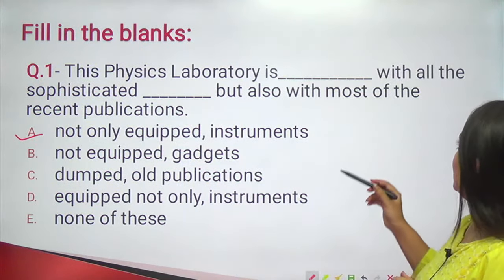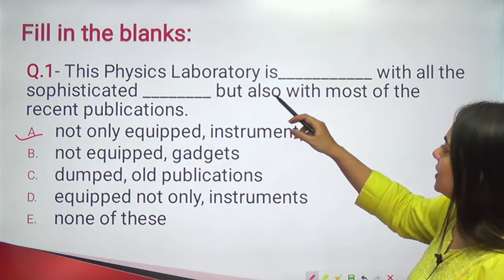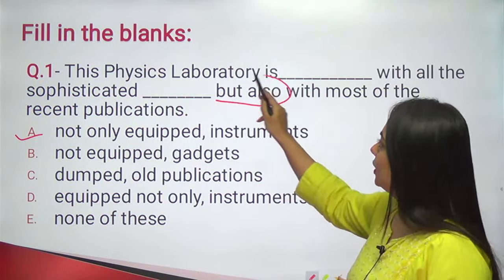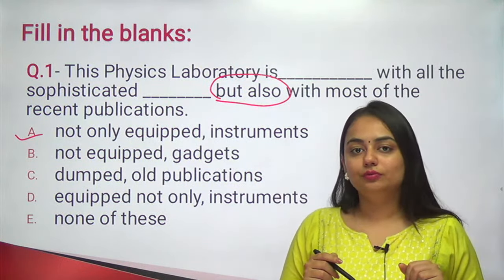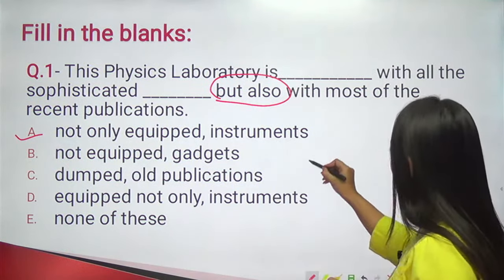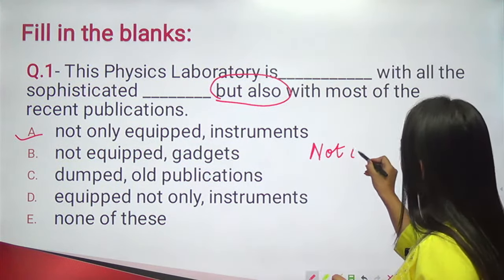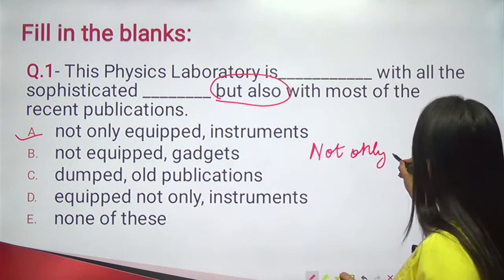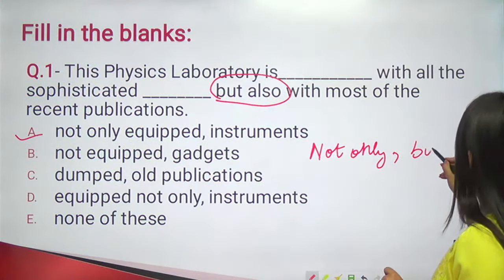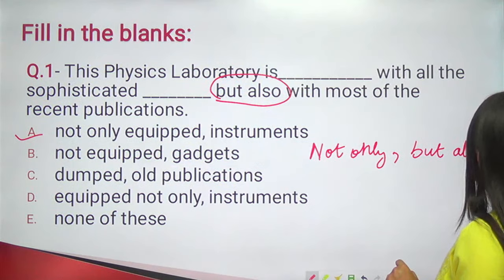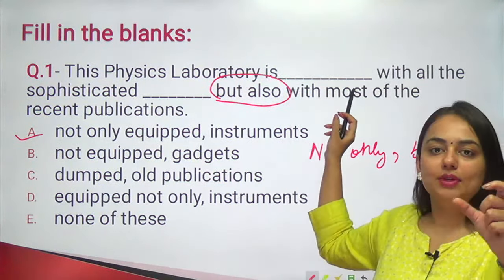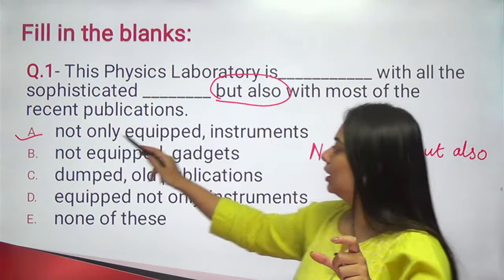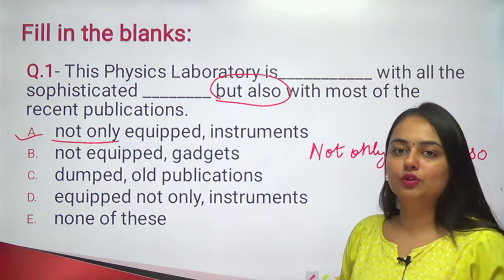सो यहाँ पे यू कैन सी दिस फिजिक्स लेबोरेटरी, यू गेट दिस वर्ड बट ऑल्सो. सो व्हाट इज दिस बट ऑल्सो फ्रॉम द ग्रामेटिक पॉइंट ऑफ व्यू? इट्स अ कंजंक्शन. तो नॉट ओनली के साथ हमेशा बट ऑल्सो का पैर होता है. So it's a conjunction. So obviously, अब यहाँ पर not only is missing, so we need to put it here, and A is the only option which has it.